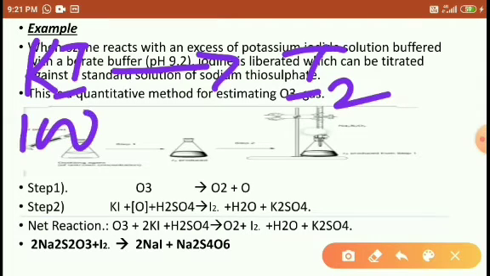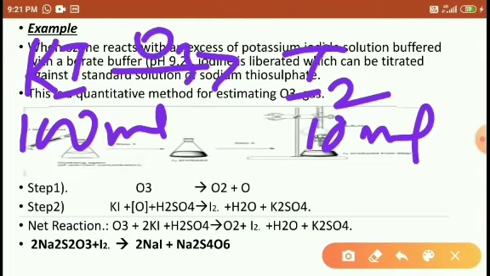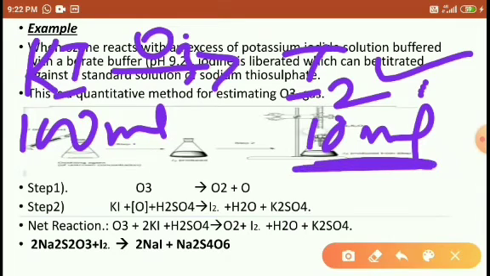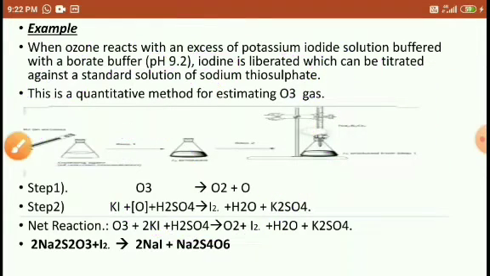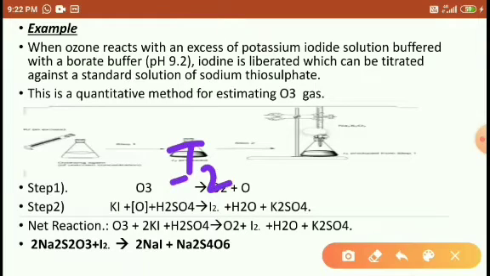So here it is 100 ml and it is 10 ml. 10 ml of iodine is liberated with the help of ozone. It means the ozone oxidizes how much iodine? That is 10 ml. 10 ml of iodine molecule is oxidized by the ozone molecules out of 100. The potassium iodide I am using here is 100 ml. Out of 100 ml, only 10 moles of iodine molecule is liberated.